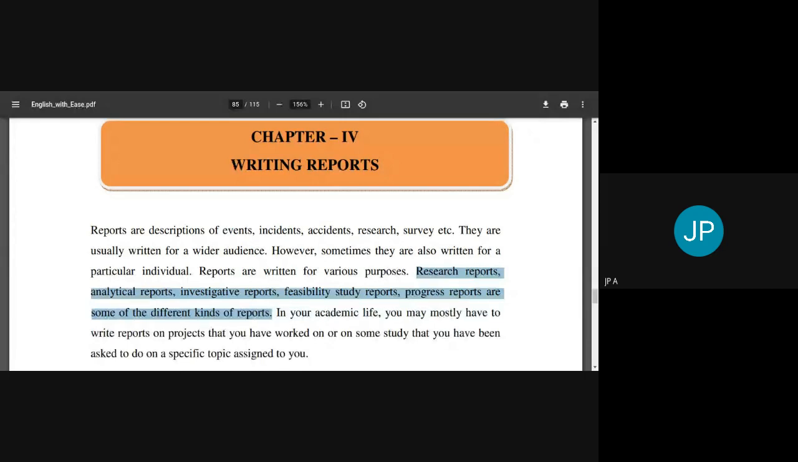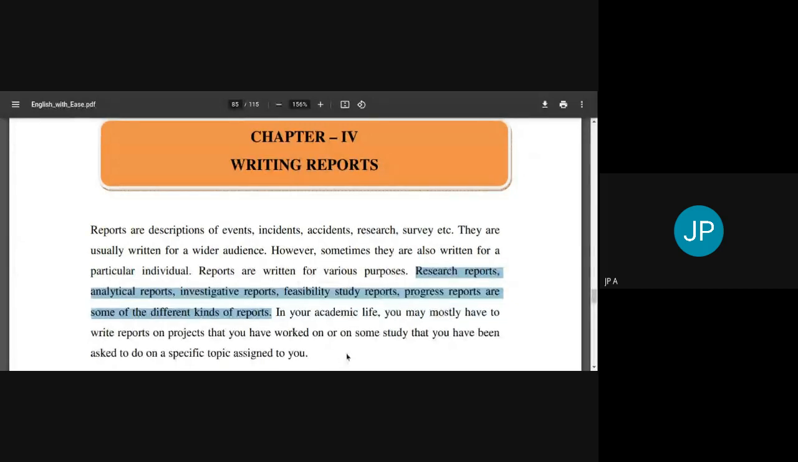So the best example of reporting can be done by looking at newspapers, because newspapers have all these different kinds of reports you can find in newspapers. So it can be of events that happened on a single day or over a period of many days or during an entire year.